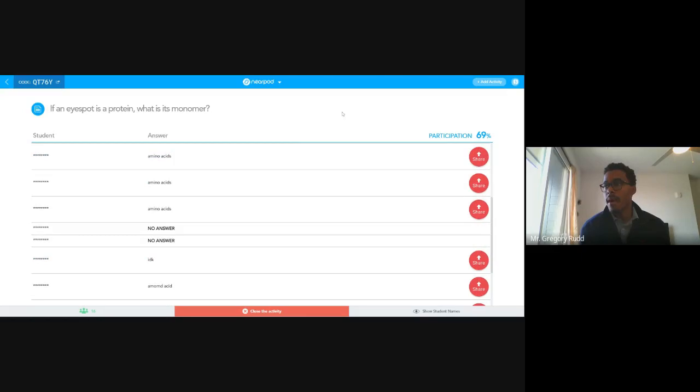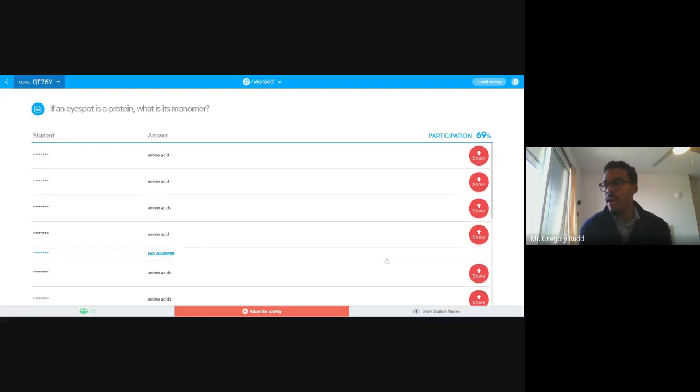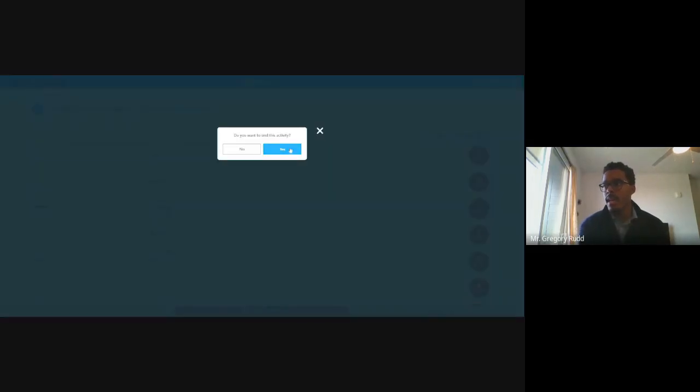Amino acids are the monomer of a protein, right? Someone said, I don't know. Lance, we've got to remember our first unit, which is foundational. We learned that proteins are made of amino acids, right? So the amino acid is the building block to make a protein. So this eye spot is a protein, which must mean that its monomer is an amino acid. Excellent job.